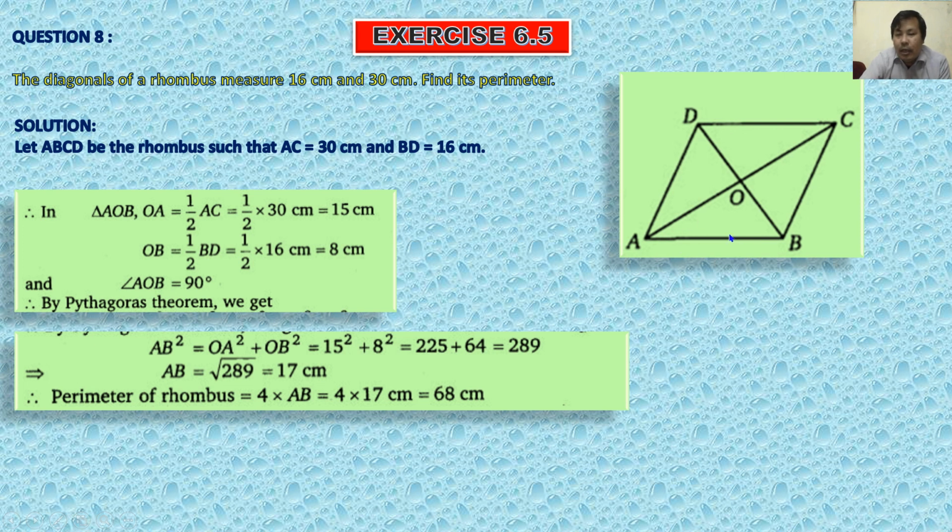All the 4 sides are the same, and four sides are there, so 4 into side, and then 4 into AB. The perimeter of the rhombus will be 4 into AB, and AB is a side, so 17 centimeter we get here. 4 into 17 centimeter, that is 68 centimeter, is the perimeter of the rhombus. And here we finish finding the solution of question number 8.